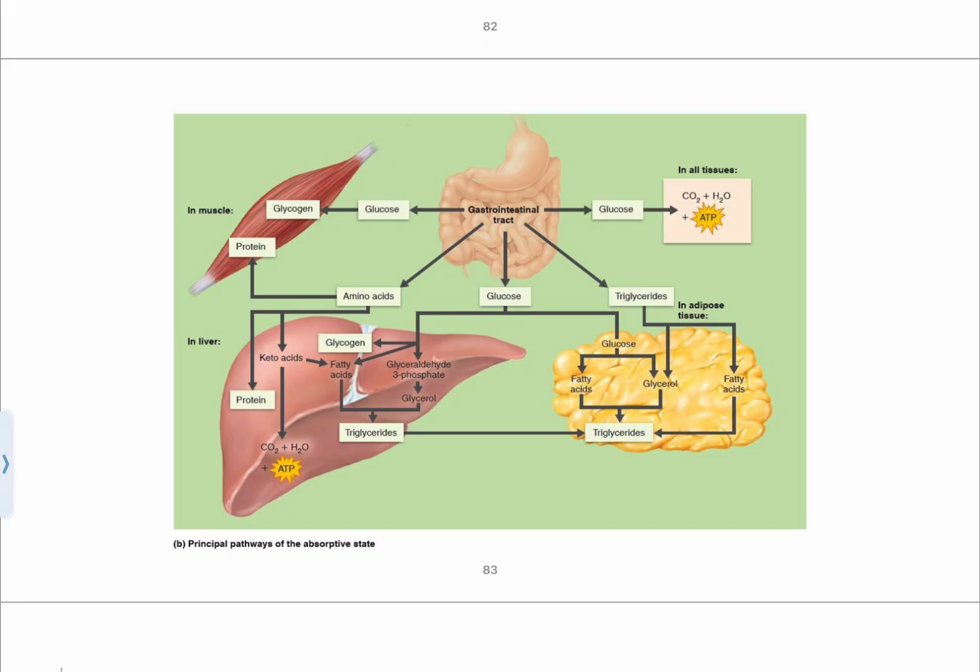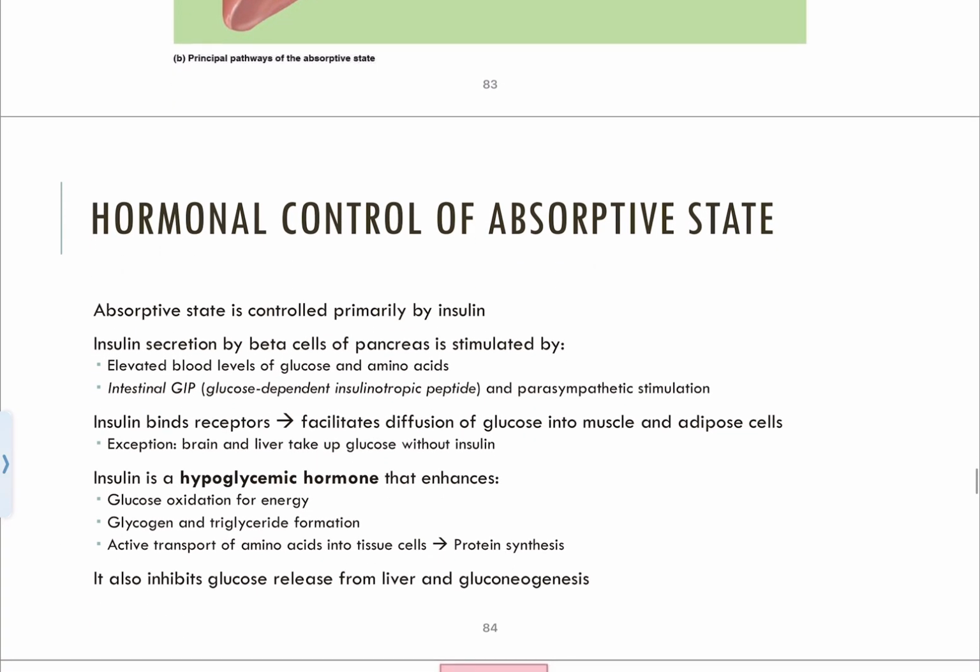This is a nice flow chart giving you what's going on depending on what organ we're talking about. If we're talking about muscle, our liver, all tissues of our body, as well as storage of triglycerides in adipose tissue.